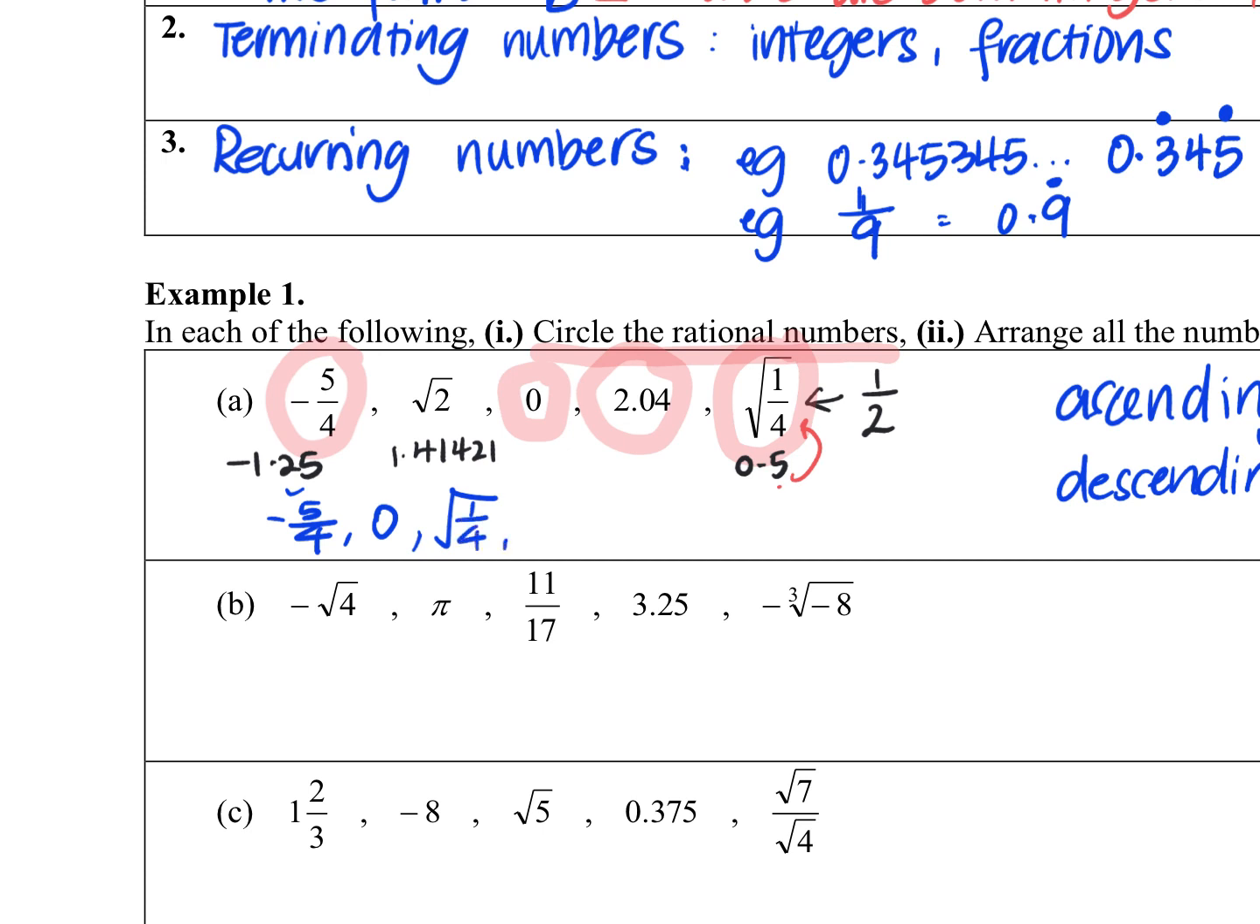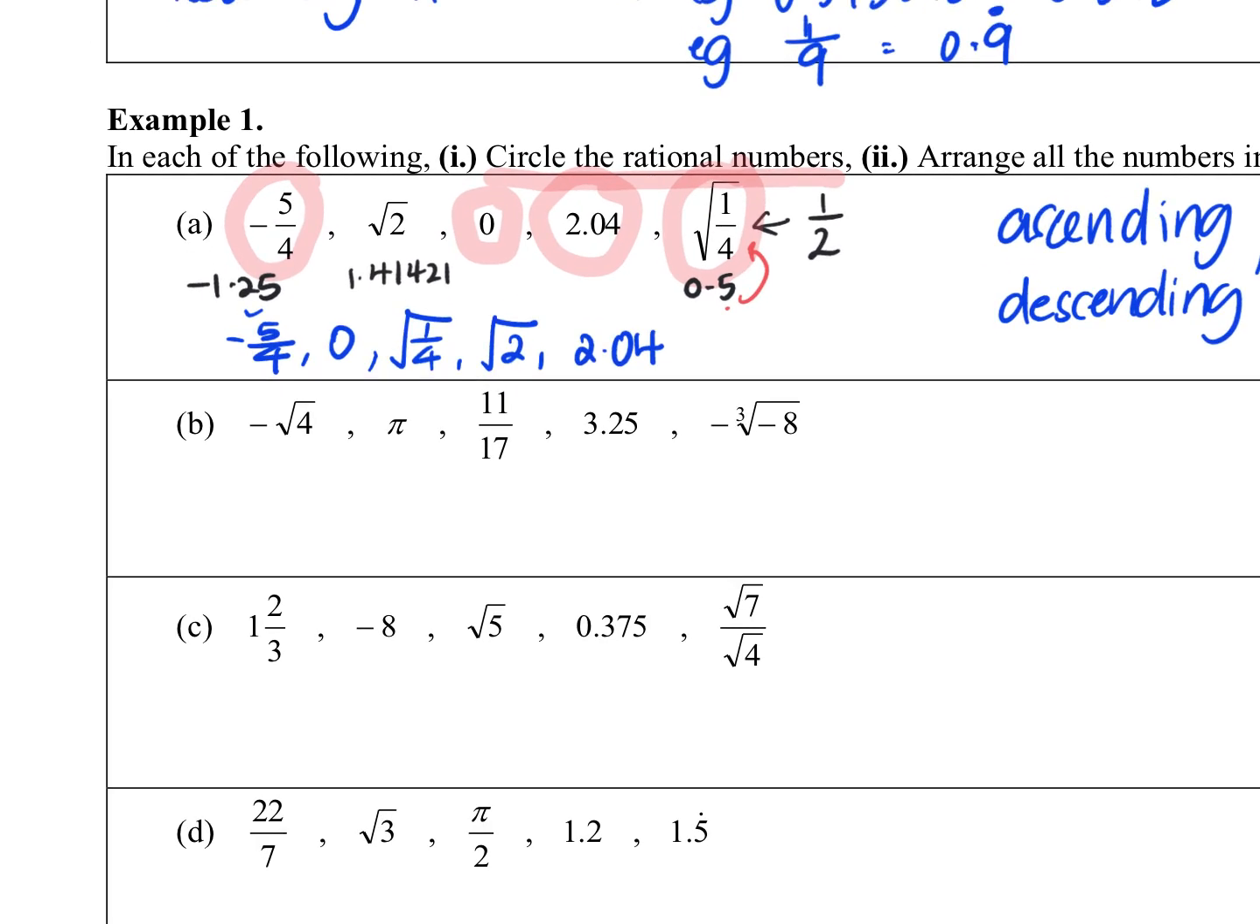So slightly more than 0.5, we are now left with the number square root 2 and 2.04. So square root 2 is actually 1.41. So the next answer will be the number square root 2. Then the largest number will be 2.04. Okay, have you gotten your answer? Let's move on to the next question.